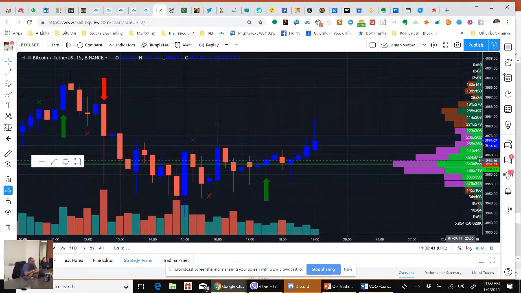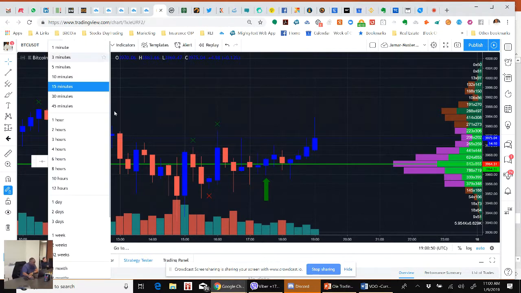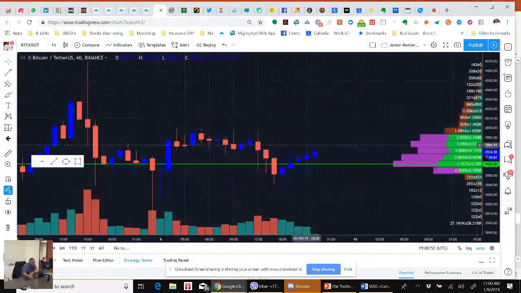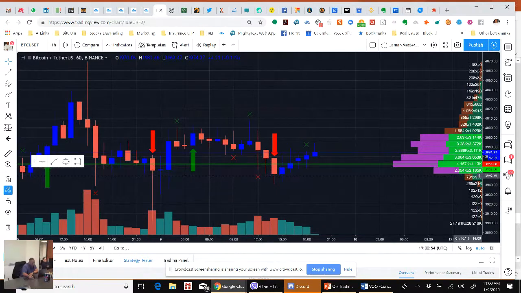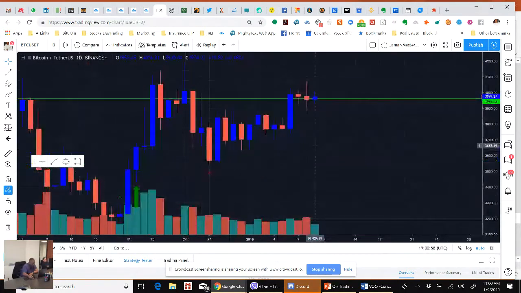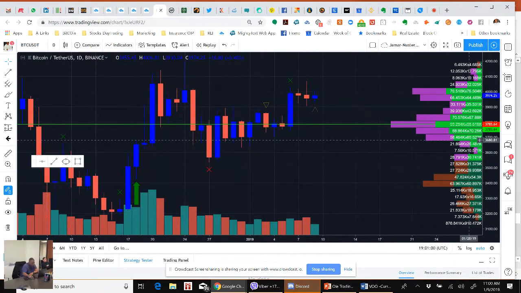These are the orders that are being placed in. This is actually what's happening in real time. On this chart right now, we're using 15 minutes. But if we were to go down to 1 hour, we can see how many orders are placed in the hour. If we go down to the day, we'll see how many orders are being placed on the day, and you can use that for support and resistance.